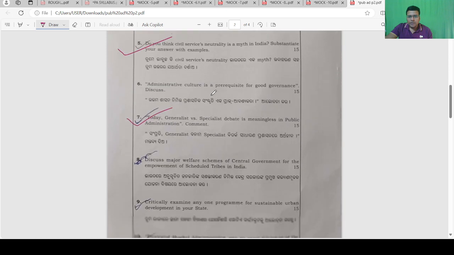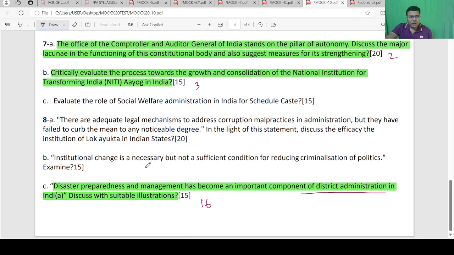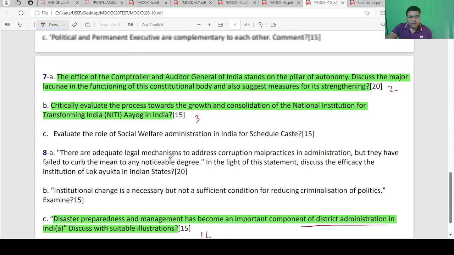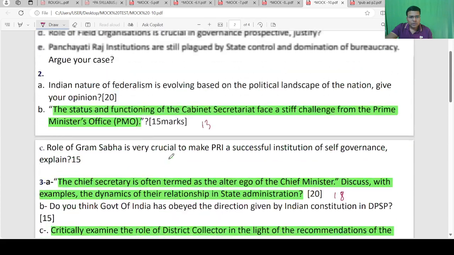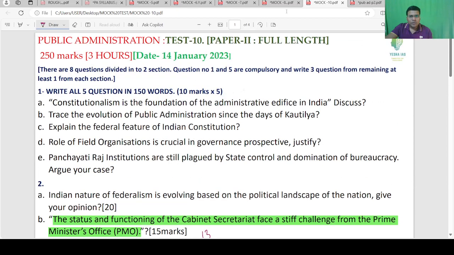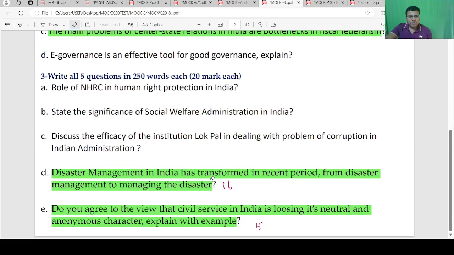Mauryan state administrative culture. Yes, a welfare scheme for scheduled tribes question has also come, just see. Scheduled caste, scheduled tribe, social welfare administration. Explain the dimensions of center-state administrative relations, and the president's role in the state will come. Scheduled caste.